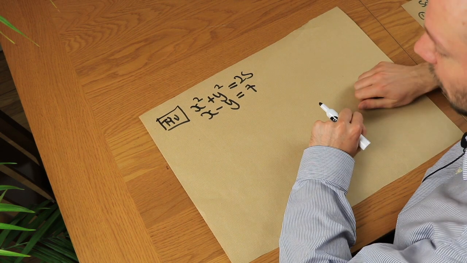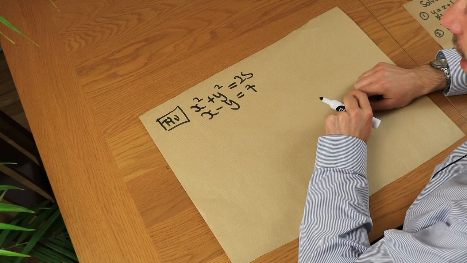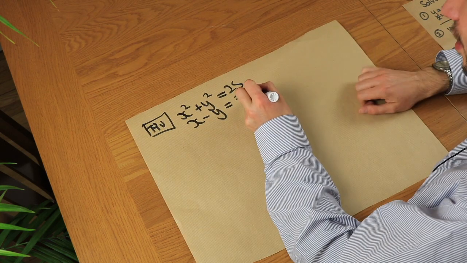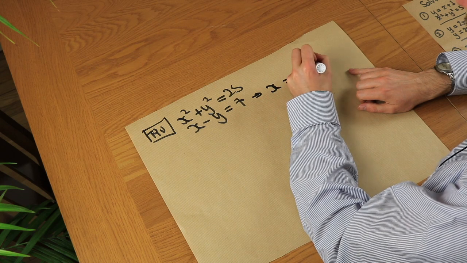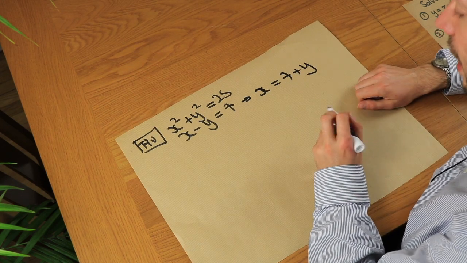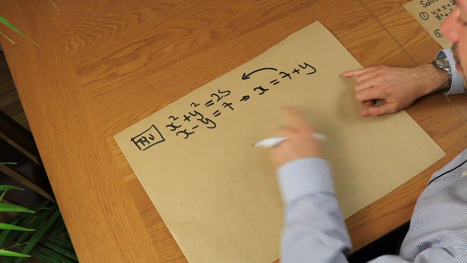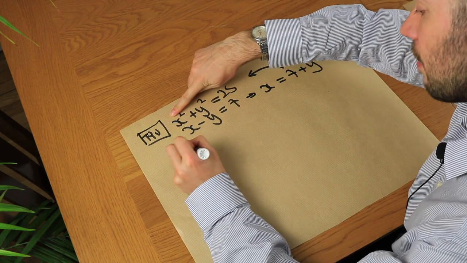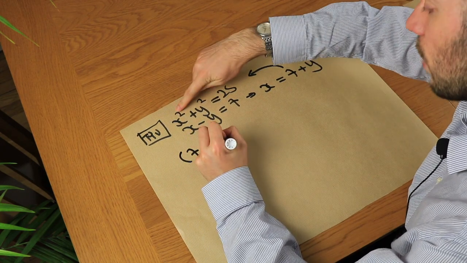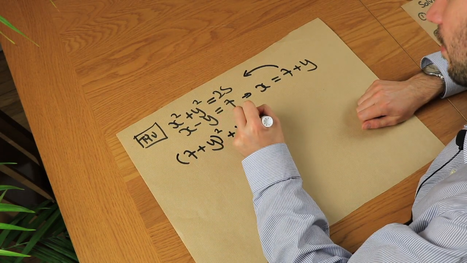Right, we do step 1 first. We want to make x or y the subject of the linear equation. Let's just choose to make x the subject, so that gets us to x is equal to 7 plus y if we just add y to both sides. And then I'm going to substitute this into the other equation. So I'm going to replace x with 7 plus y. So the x gets replaced with (7 plus y) squared, using brackets, plus y squared is equal to 25.